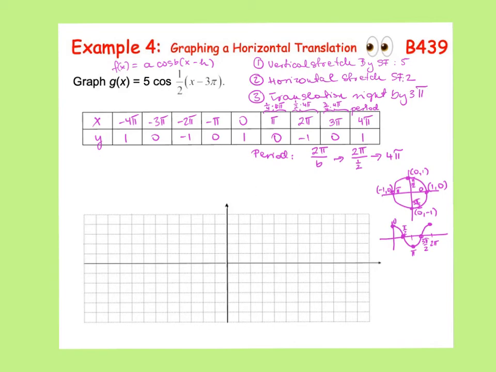So let's go ahead and create our graph. On this particular graph, because I will have to translate it by 3 pi to the right, I'm going to choose each square to represent just 1/4 of the cycle. So I'm going to say this is 0, this will be pi, this will be 2 pi, and this will be 3 pi. And then here again, negative pi, negative 2 pi, negative 3 pi, and negative 4 pi.